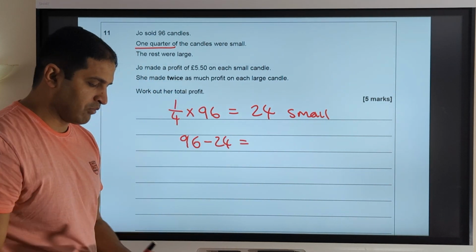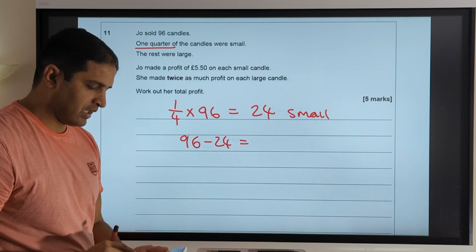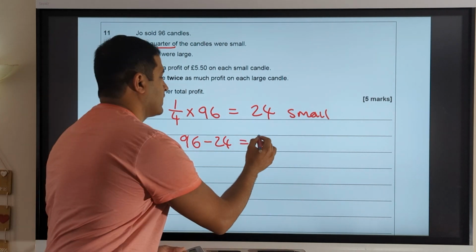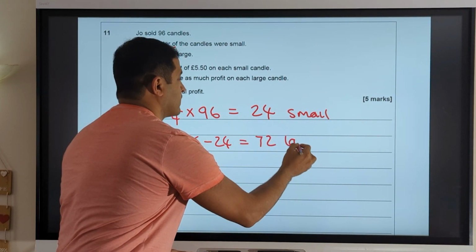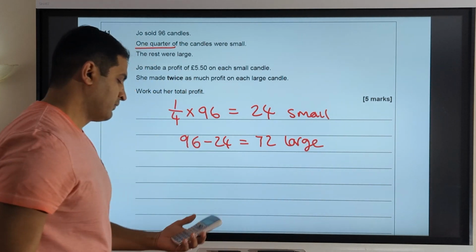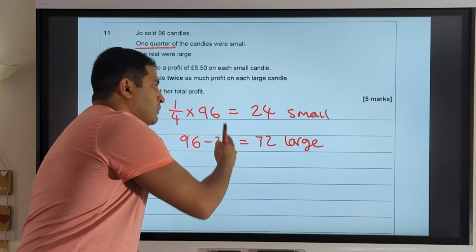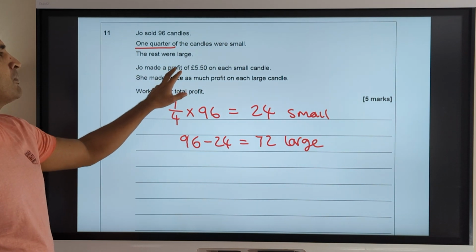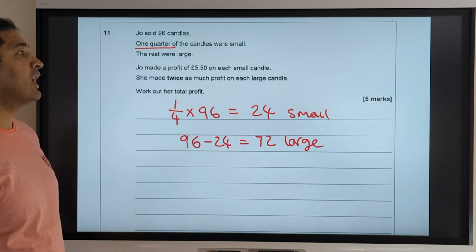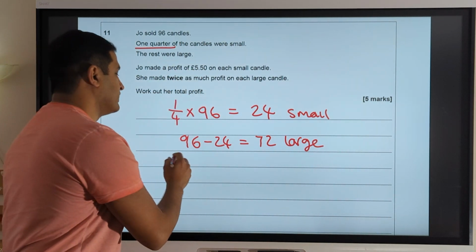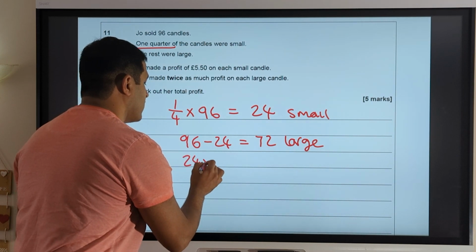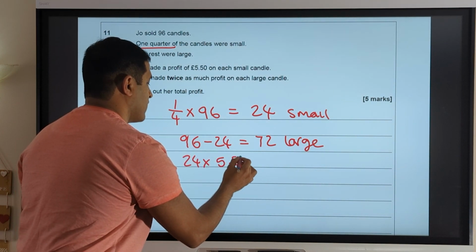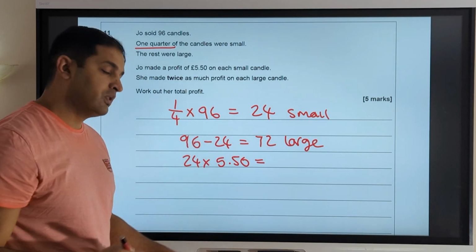So I'll do that again in the calculator. 96 take away 24, and that gives me 72 large candles. That gets you another mark. That's 2 marks there out of 5. Joe made a profit of £5.50 each on the small candles. So we're doing 24 times 5.50. That gives me the profit on small candles.